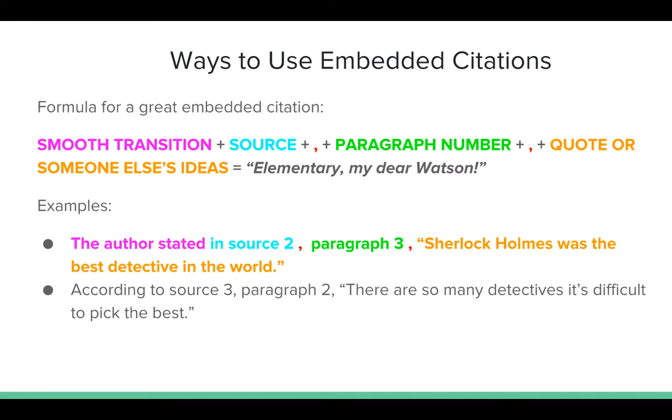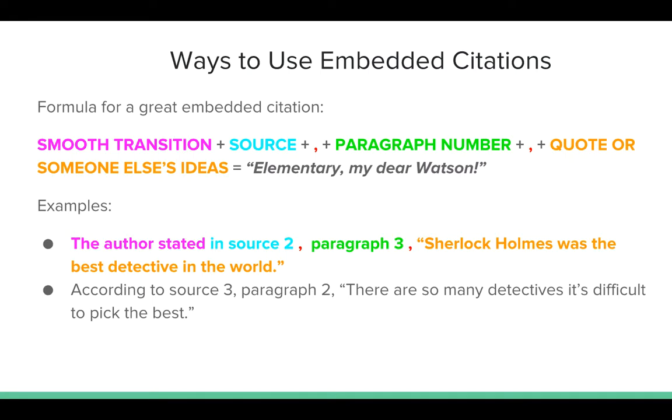We've got ways to use embedded citations, so let's talk about those first. Here's our formula. We've got in purple or pink, smooth transition. That's the first thing we need. Then we need a source number. Then we need a comma, and that's in red there. Then in green, we've got a paragraph number, another red comma, and then orange, quote or somebody else's ideas. That's how you're going to be doing that.